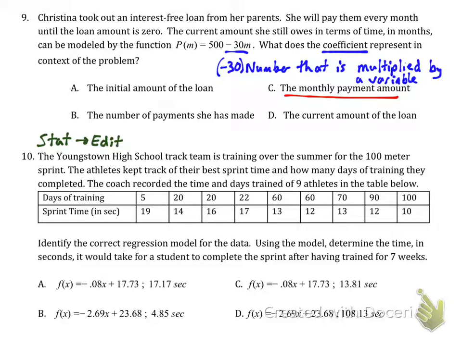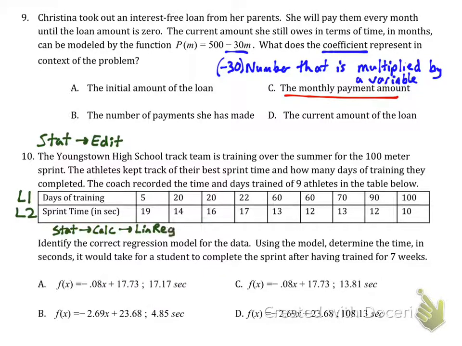All right, did you pause it and try the problem? Here's what you're going to press. You're going to press stat, then edit. Then you're going to type that into L1 and L2. This is our scatter plot and finding the linear regression of the scatter plot.